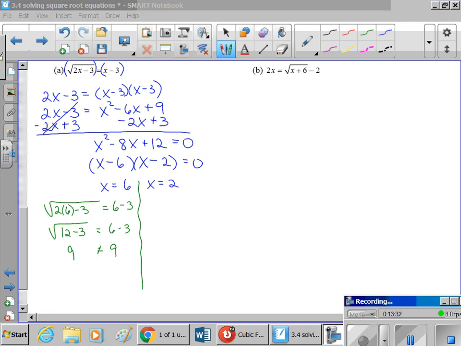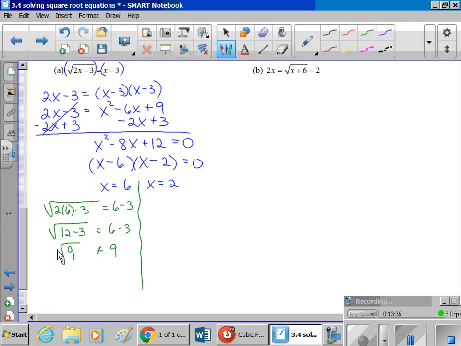Okay, I knew something was wrong here. Duh, the square root of 9 is equal to 3. So I know 3 is equal to 3, and this one does check. So I know that x equals 6 is a solution, or a 0 to my function.